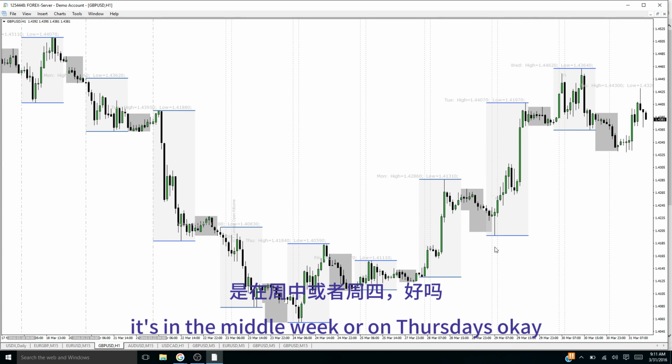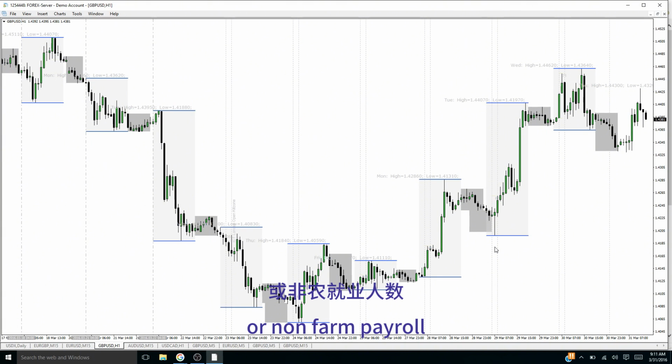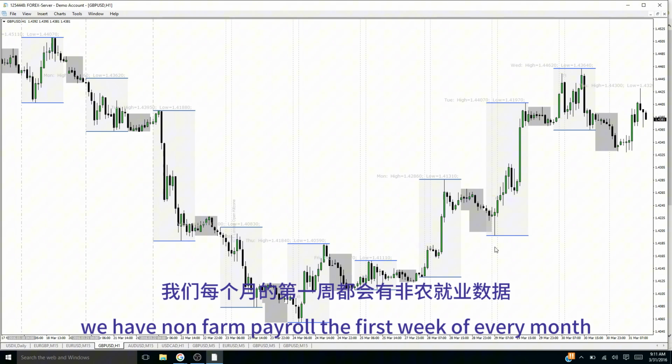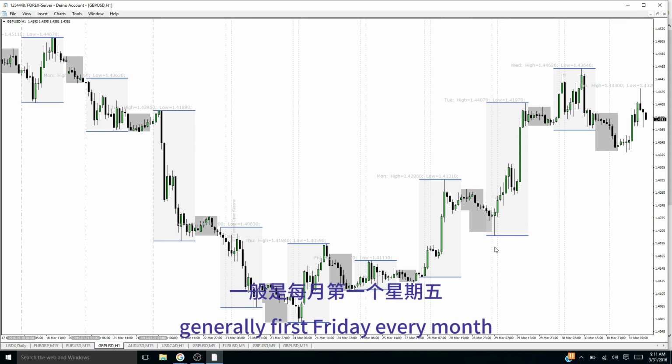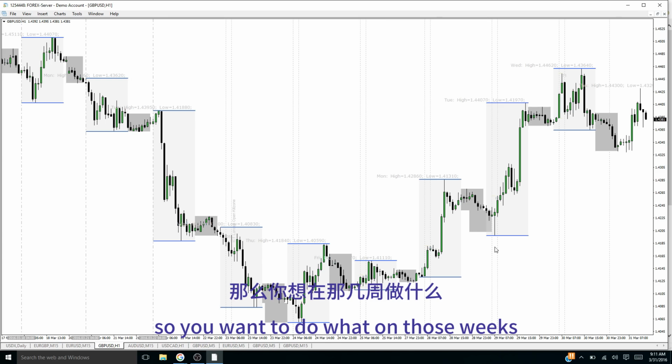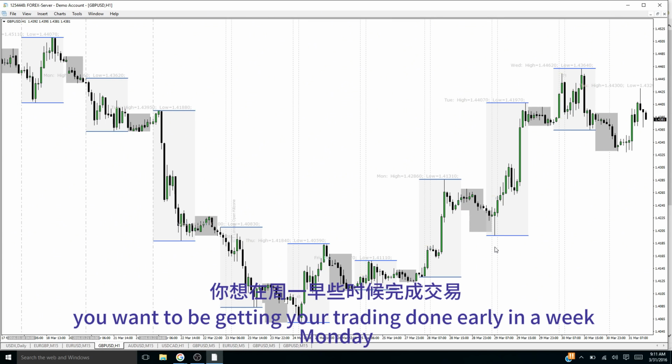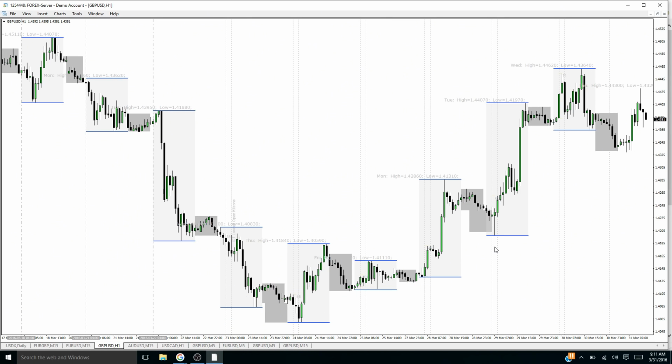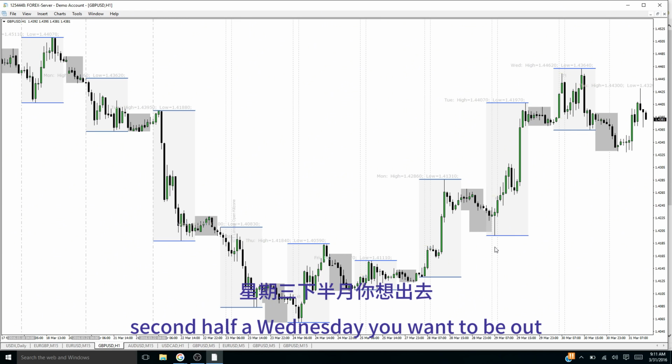If you have interest rate stuff that's in the middle of the week or on Thursdays, okay? Or non-farm payroll. We have non-farm payroll the first week of every month, generally. First Friday of every month. So you want to do what on those weeks? You want to be getting your trading done early in the week. Monday, Tuesday, second half of Wednesday, you want to be out.